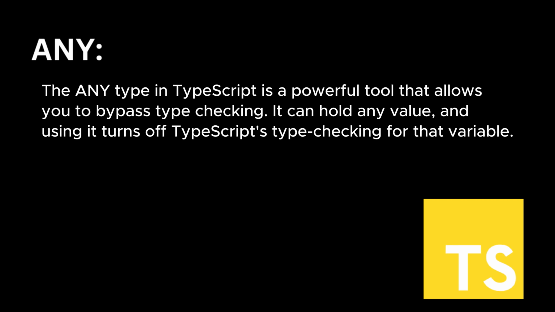The any type in TypeScript is a powerful tool that allows you to bypass type checking. It can hold any value, and using it turns off TypeScript type checking for that variable. So let's see an example.